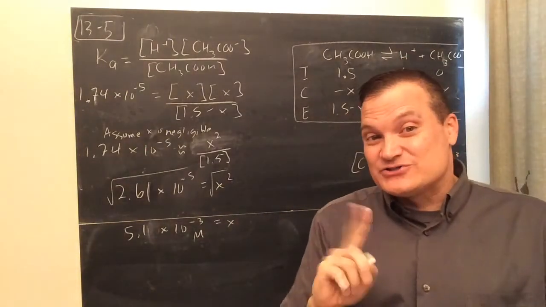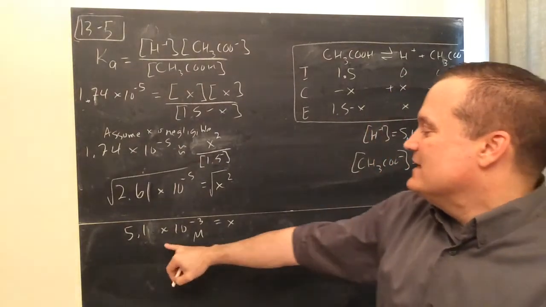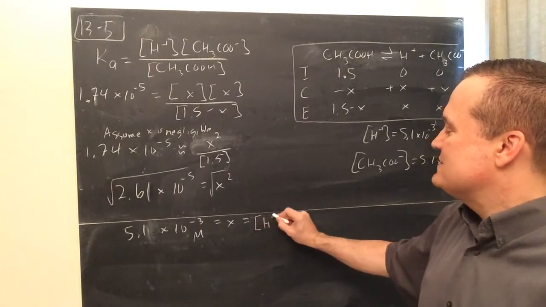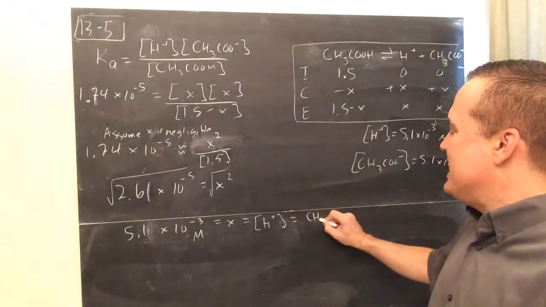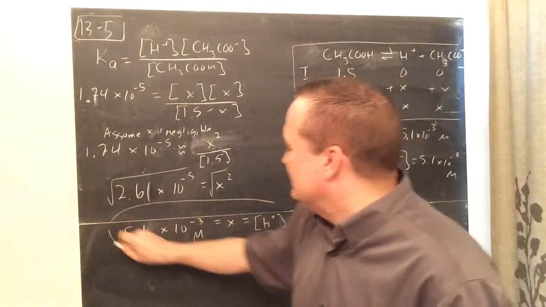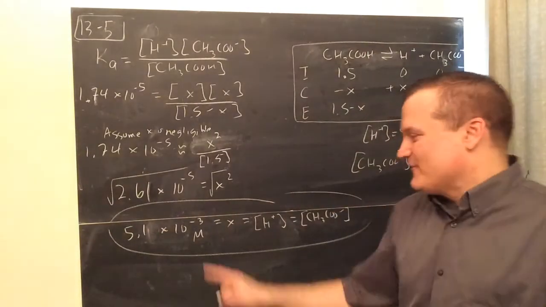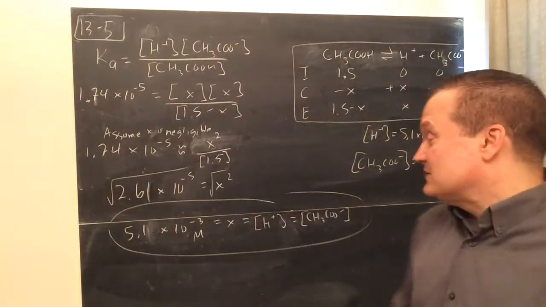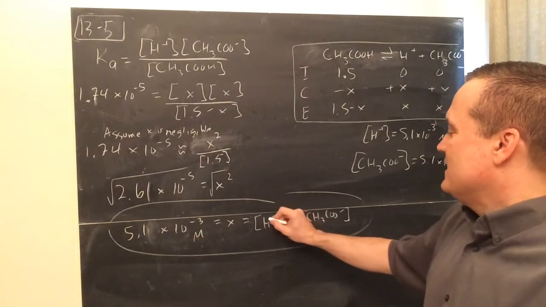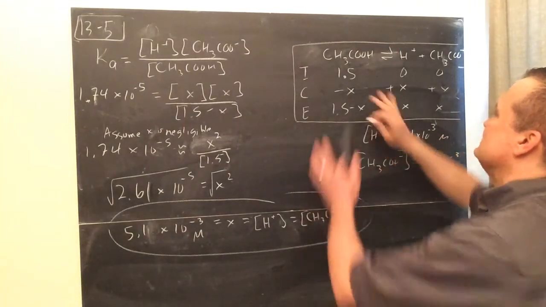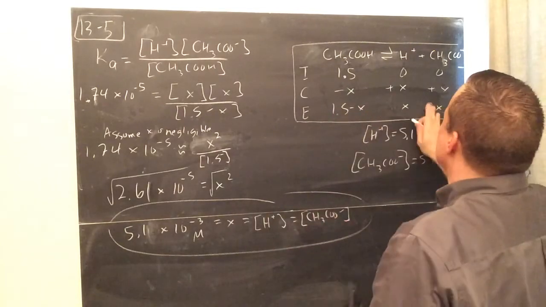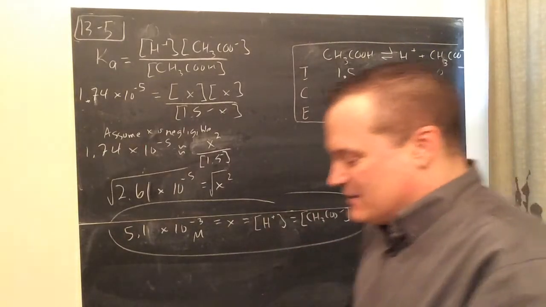Now, if you want a little shortcut, here's what they do on AP. 5.1 times 10 to the negative 3 equals x. Then they put equals H plus equals CH3COO negative. If you want to write that down and circle it, you will get full credit for this problem. If you want to be lazy, at least write that down. Be careful, though, because sometimes in the ICE box this might be a 2, or that might be a 3, and then you've got to multiply and all that. It wasn't here, but I'm telling you to make sure you show me the work.